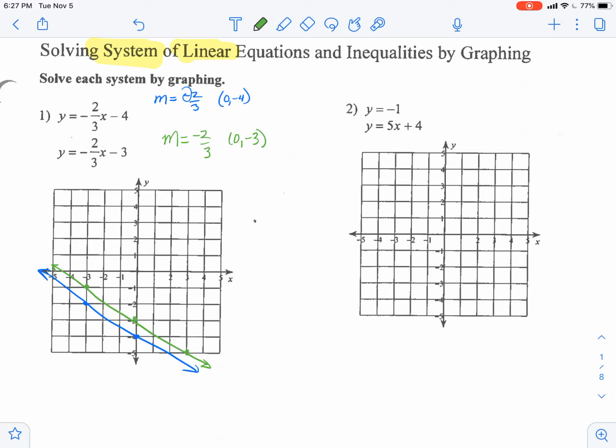I'll get it as close as I can. You guys be sure you definitely need to use a ruler. I can't with what I'm doing here, so I'm doing the best that I can. But it does look like those are parallel lines, okay? But the answer is, what do they have in common? And in this case, they don't have anything in common, so my answer would be no solution. Okay? So let's try another one.